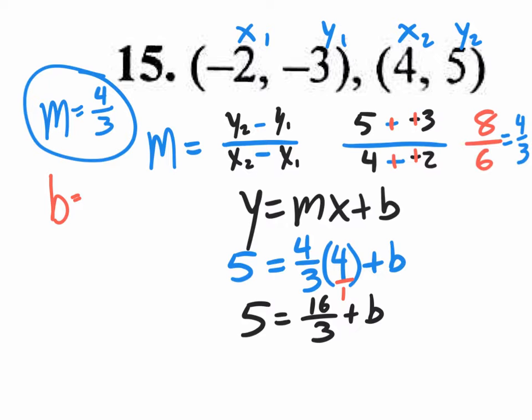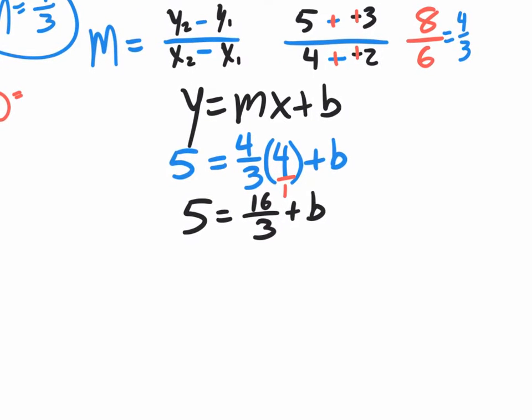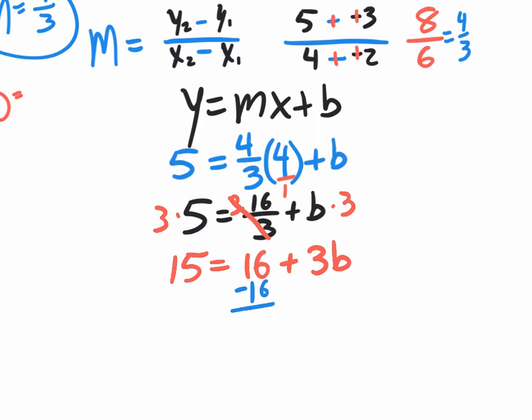So we need to solve this equation. I need to get b by itself. I don't want fractions. How could I get rid of the fraction 16/3? Multiply by 3. Everything by 3, including the b. So I have 15 equals 16 plus 3b. Almost done. 2 more steps. What do I do next? Subtract 16. Thank you. Subtract 16. So we have 3b equals -1.